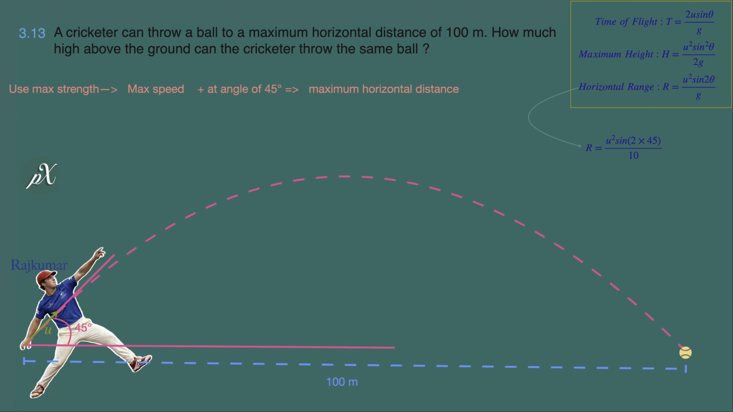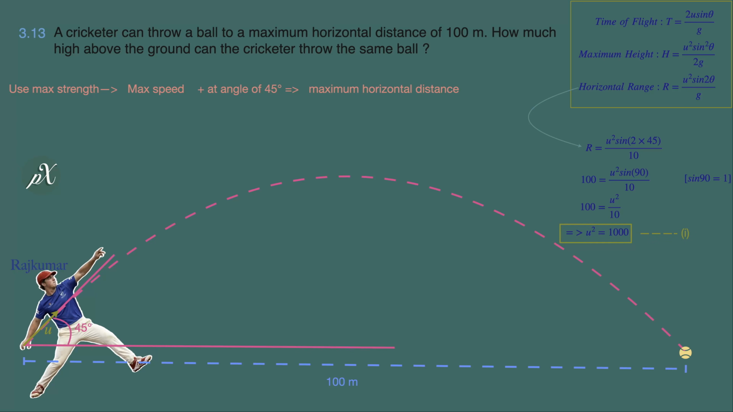Now we'll simply substitute the given values. The horizontal range is 100 meters. The angle of projection is 45 degrees. And we'll take the value of g as 10 meters per second squared. The equation becomes 100 equals u squared sine 90 degrees divided by 10, and sine 90 degrees equals 1, which gives 100 equals u squared divided by 10. Multiplying both sides by 10, we get u squared equals 1,000. We don't need to calculate u separately. This value of u squared is enough for the next part of the solution.